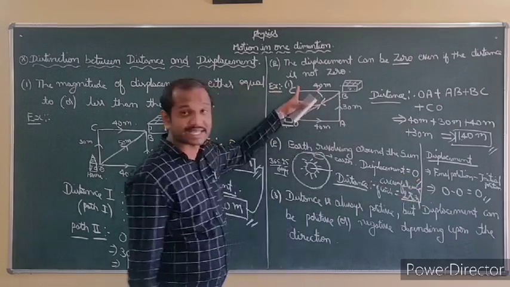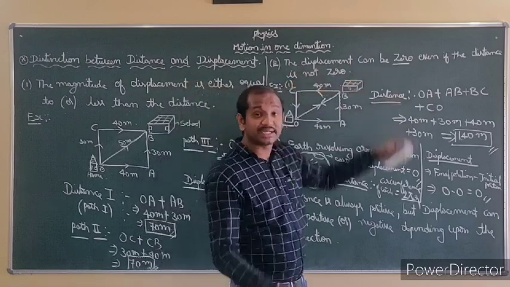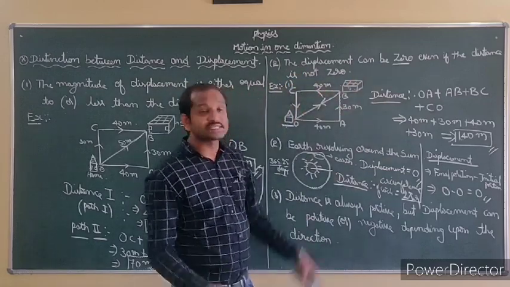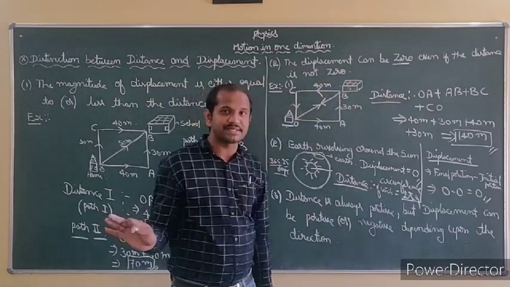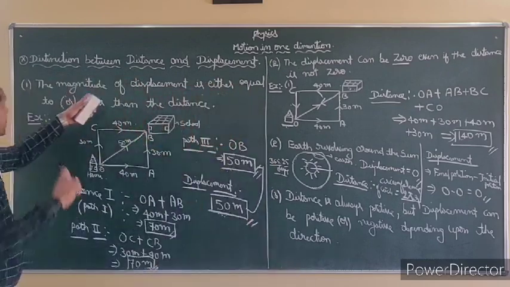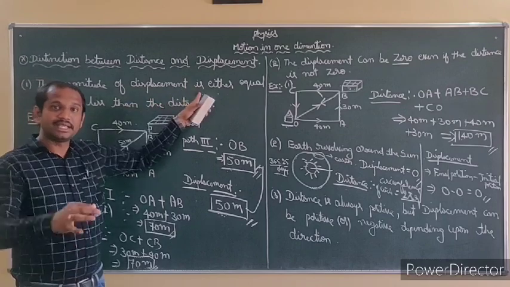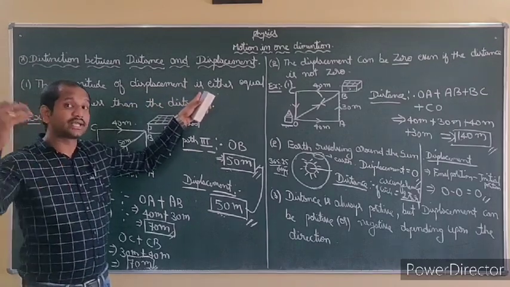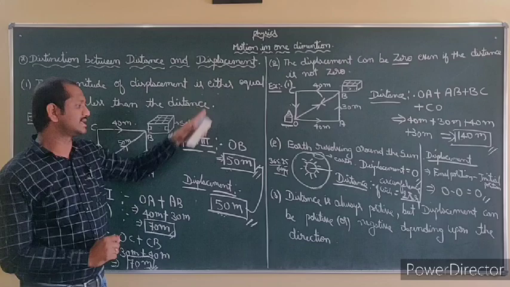I hope you have understood the second one also. That is, the displacement can be 0. But distance cannot be 0. Distance can never be 0. Displacement can even be 0. In the very first one, we came to know the magnitude of displacement can be equal to distance, but it cannot be more than the distance. It is always less than the distance.